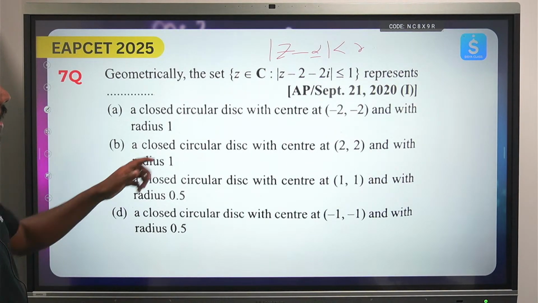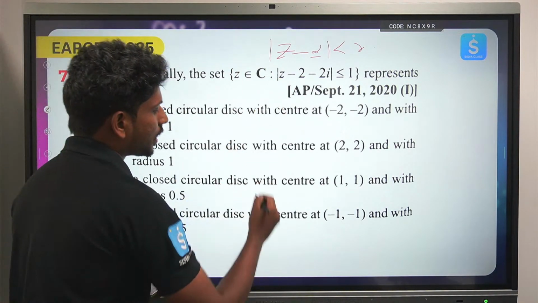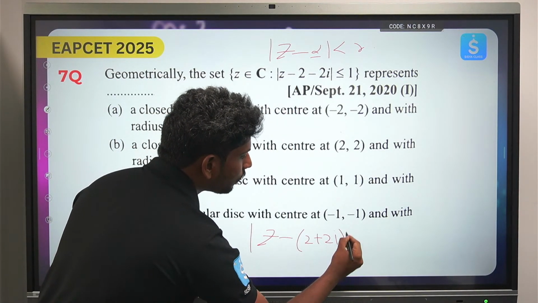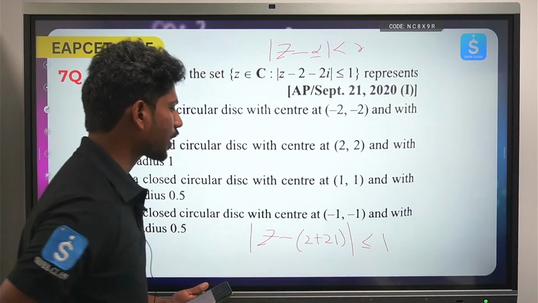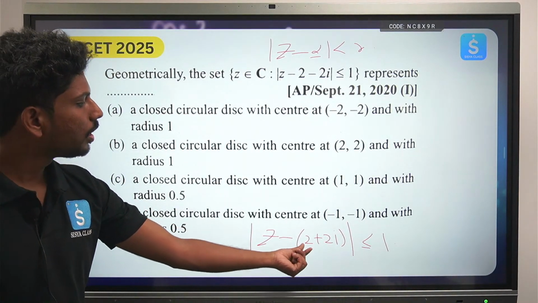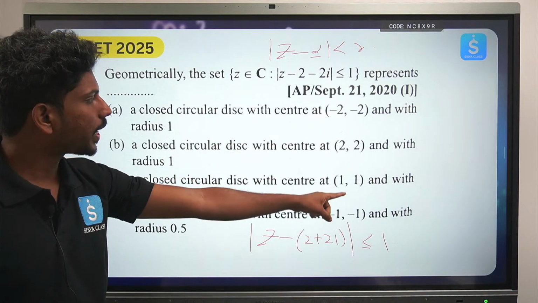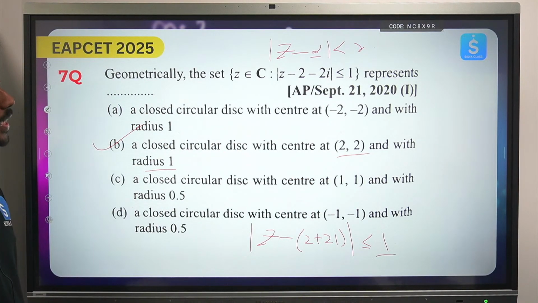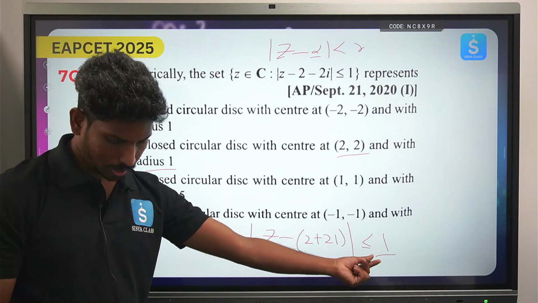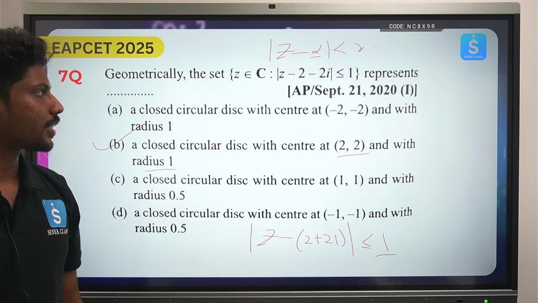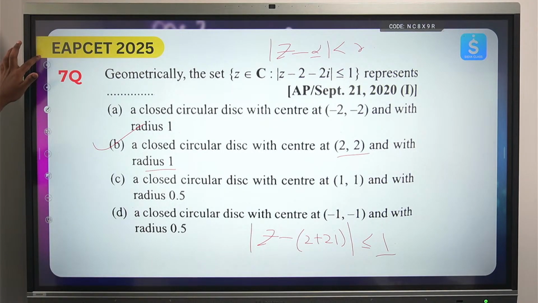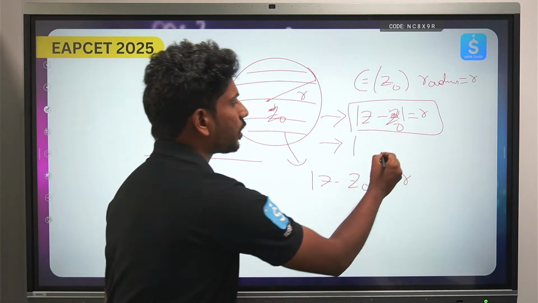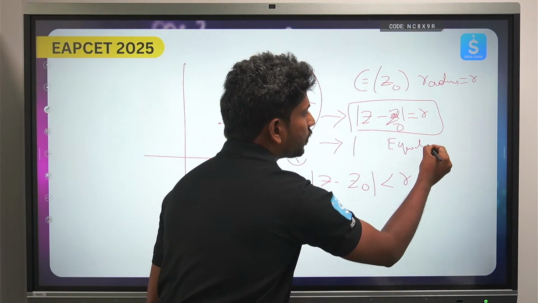Now look here, this equation can be represented as, if you take minus common, mod z minus (2 plus 2i) is less than or equal to 1. So what is the center we have? 2 comma 2. The center is 2 comma 2, so wherever 2 comma 2 is, that is our right answer, with radius 1. So it is a closed disk with center 2 comma 2 and radius 1. I hope it is very clear from this discussion. So this is the geometrical representation. Note down this point, this is nothing but the equation of a circle.